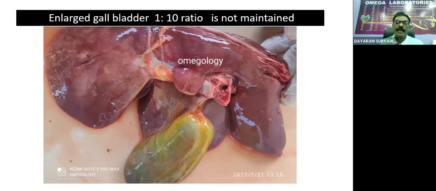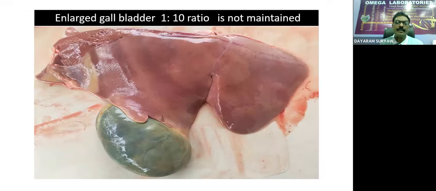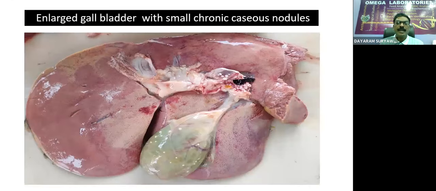Here they are a little bit yellowish in color. Then here you can see some spots, or small caseous nodules, present over here on the surface of the gallbladder. So that also interferes with the normal emptying mechanism of the gallbladder.